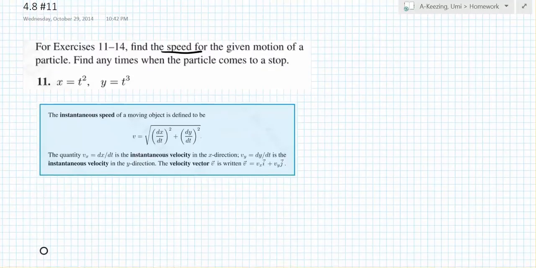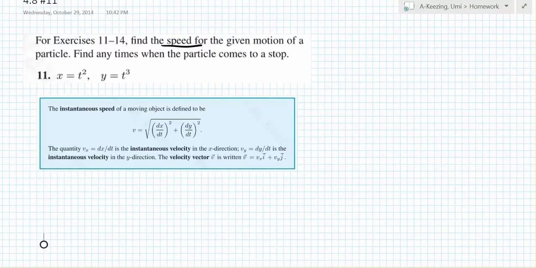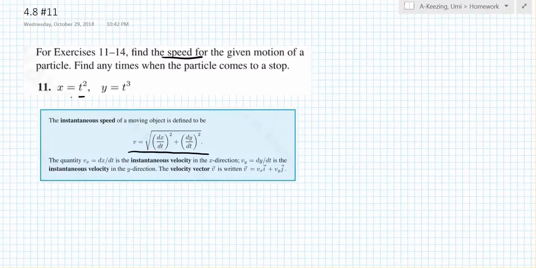in terms of t, x, and y. So here is the definition of the instantaneous speed of a moving object. So now we just have to plug in these x and y equations from number 11.